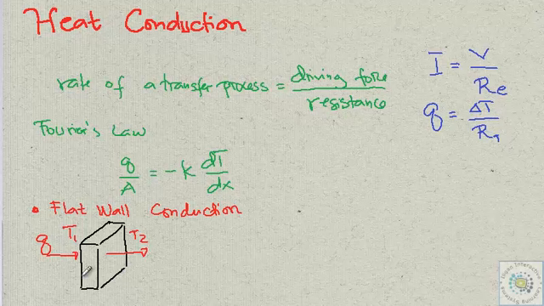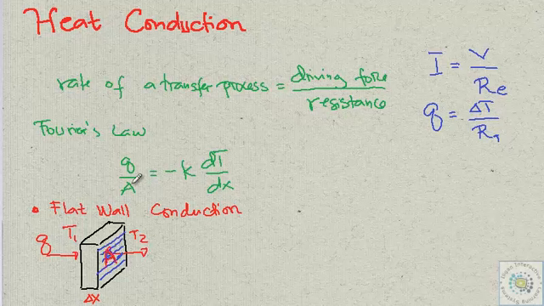Now, this wall has a certain thickness, delta x, and the area of this wall is A. When we say area, it is the area where heat flows, perpendicular to the flow of heat. That area is A.